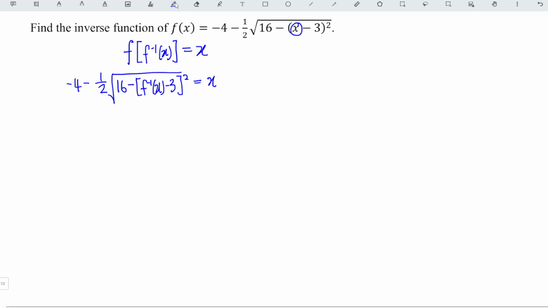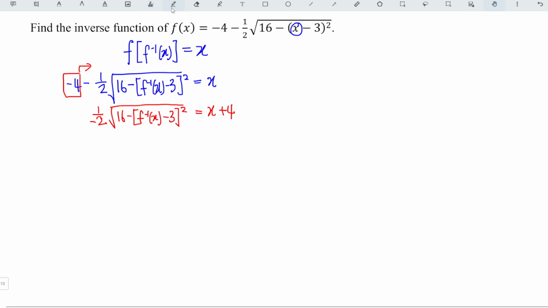So what we have to do next is to rearrange the equation. We bring minus 4 to the right hand side. When we change the side, remember to change the sign. So minus 2 plus, and we have negative 1 over 2 square root of 16 minus f inverse x minus 3, the whole thing squared.